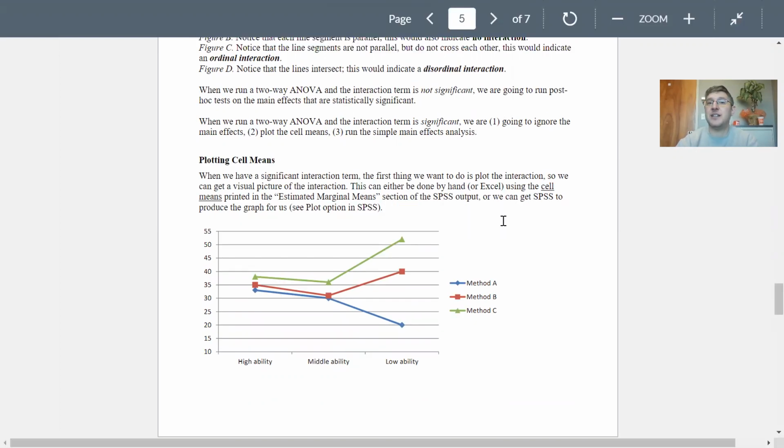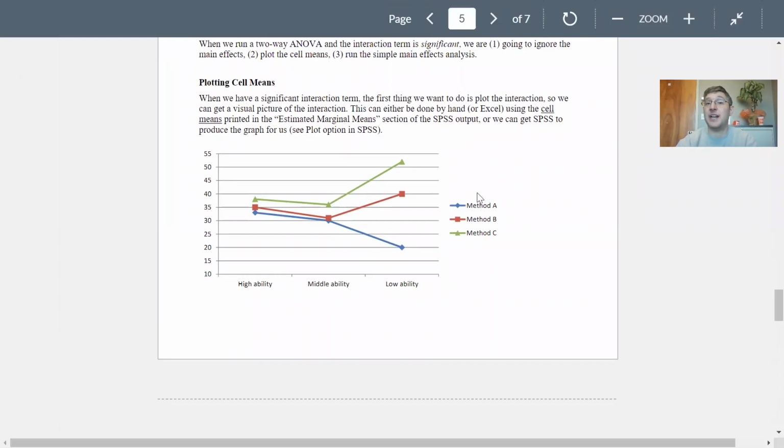So here's an example where we plotted the cell means. This is using the example of the two-way ANOVA with interaction effects. We were looking at the differences in three teaching methods for mathematics achievement for students with high reading ability, average reading ability, and low reading ability. So this is what the cell means for each one of those groups would look like.